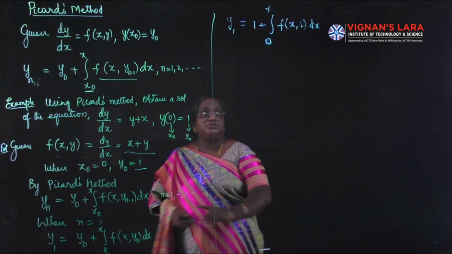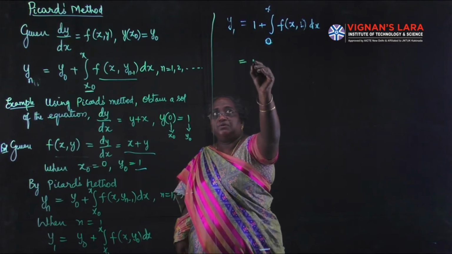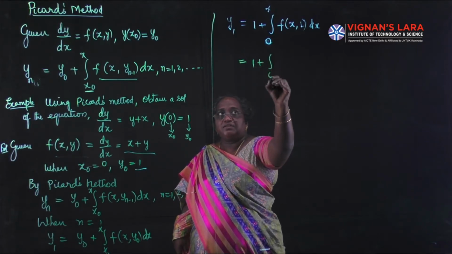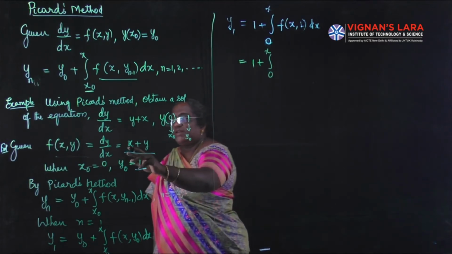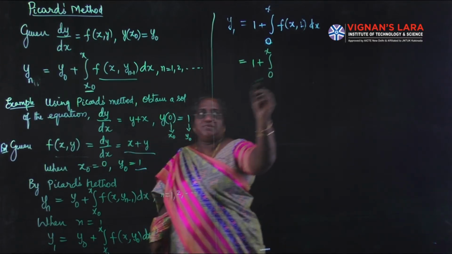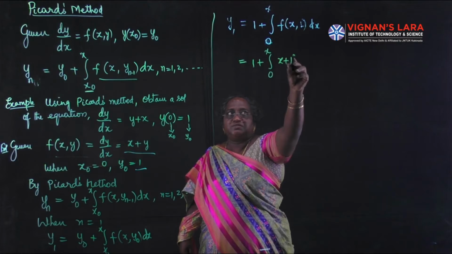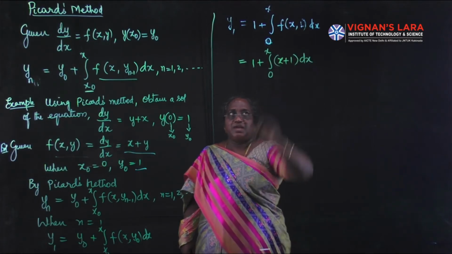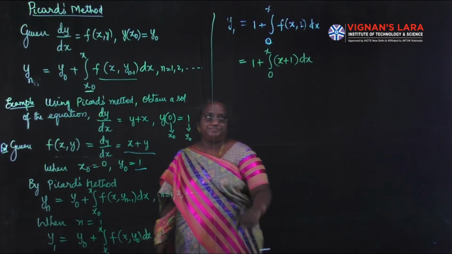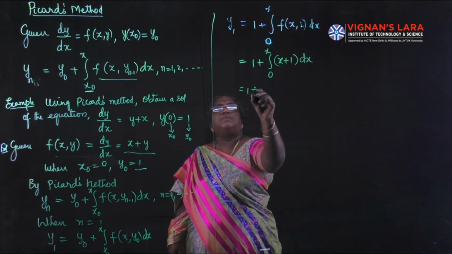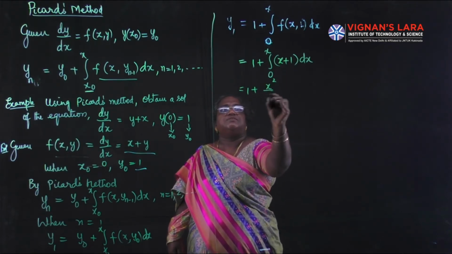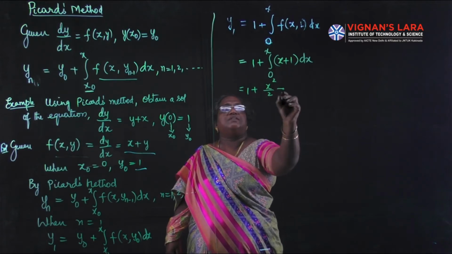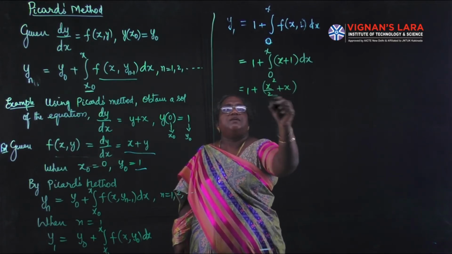So this is equal to 1 plus integral 0 to x. What is our f of x comma 1? Wherever x is there x, wherever y is there 1. So this is x plus 1 dx. So this is 1 plus, if we integrate, integral x dx is x square by 2, integral 1 dx is x, within the limits 0 to x.